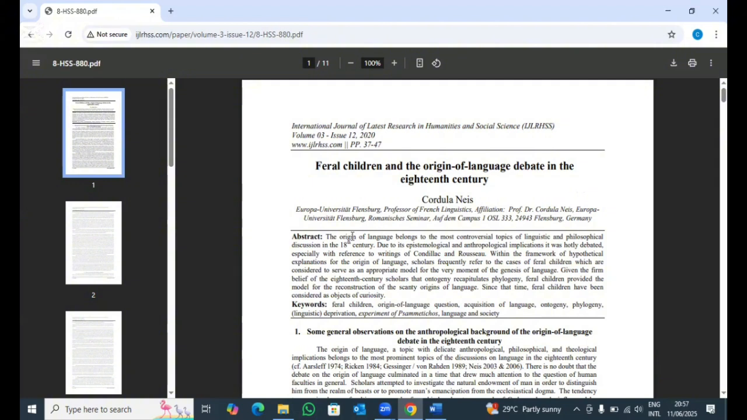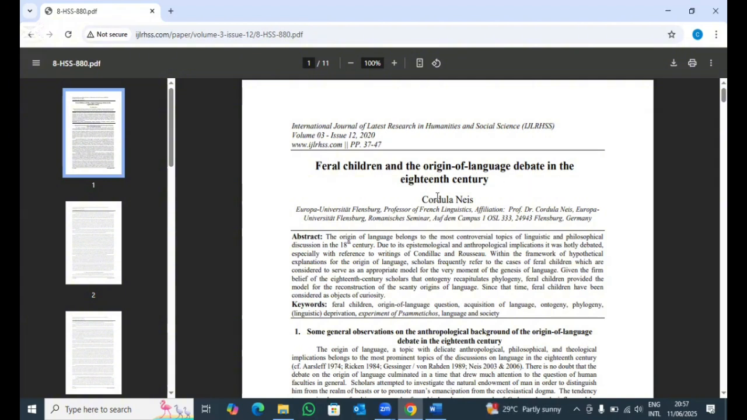The abstract says the origin of language. Remember, the topic is feral children. Feral children, just like I explained, are children that were not raised in love, care, and all of the social requirements that parents give to their children. Some of them grow without parental care and love, and so they are wild. And so the topic is feral children and the origin of language debate in the 18th century.